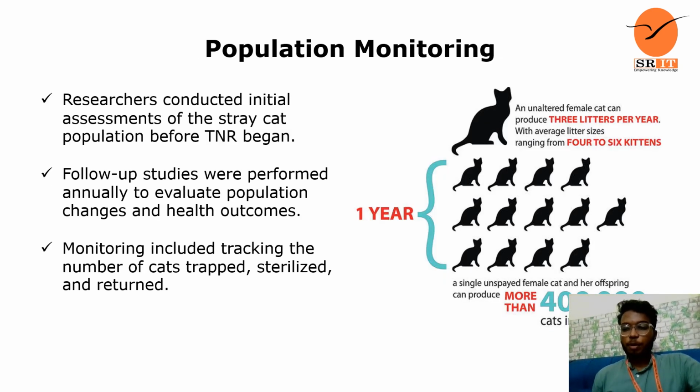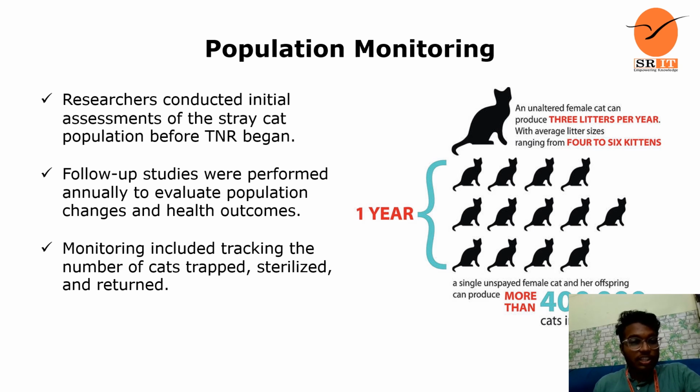Moving on to the next slide, that is population monitoring. Researchers conducted initial assessments of the stray cat population before TNR began. Follow-up studies were performed annually to evaluate population changes and health outcomes. Monitoring included tracking the number of cats trapped, sterilized, and returned. See, basically, to implement this TNR process, researchers have already conducted some surveys on how much population is there and what sort of health consequences are faced by cats after being sterilized. These things are monitored under this population monitoring.